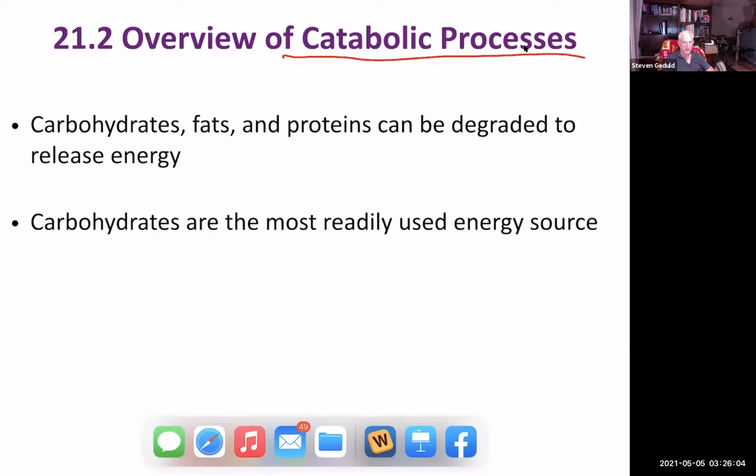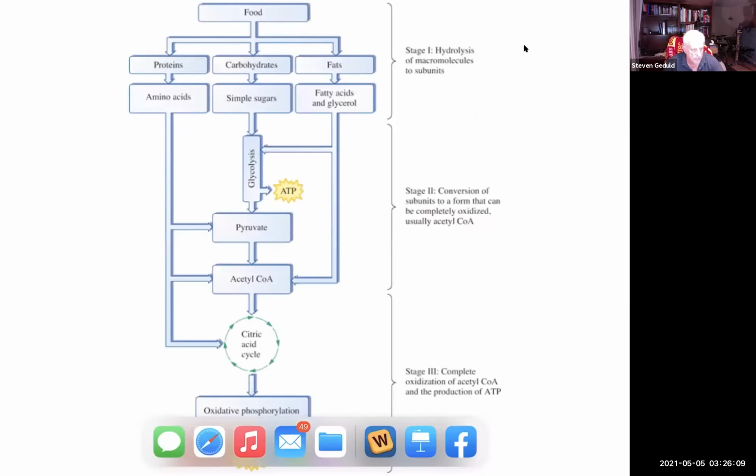Carbohydrates are the most readily used energy source that we have. So we take in food at the top of the chain here. Food consists of proteins, carbohydrates, and fats. We break down proteins to amino acids, carbohydrates to simple sugars, and fats to fatty acids and glycerol. We talked about glycerol, the 3-carbon alcohol that allows you to attach long-chain fatty acids to it.